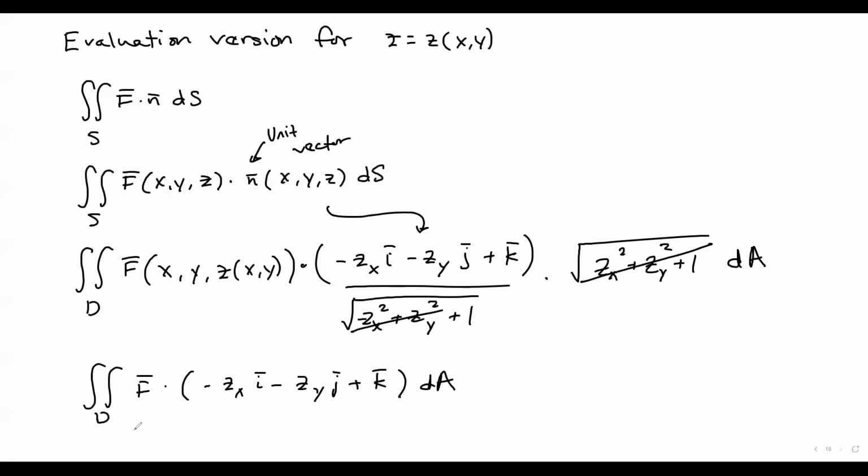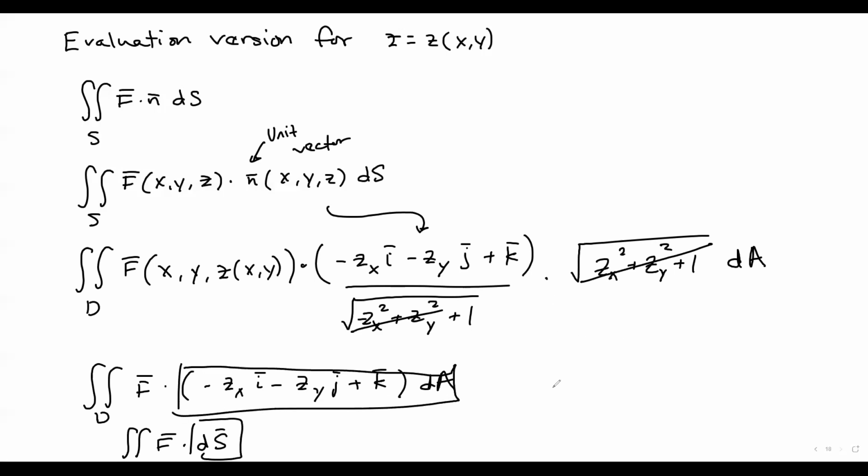dA. And then the same thing that I just did a second ago, we're saying this is very similar to F dot dS, which is our conceptual version, the shorthand conceptual version for the flux integral. And what we're going to say is that we're going to match this and this up, and we're going to say that dS equals negative partial of z with respect to x i minus partial of z with respect to y j plus k.